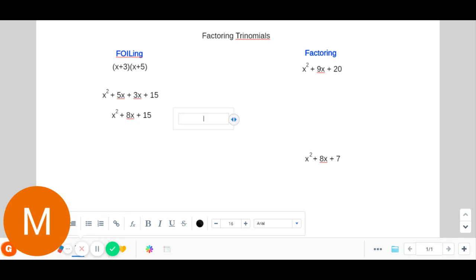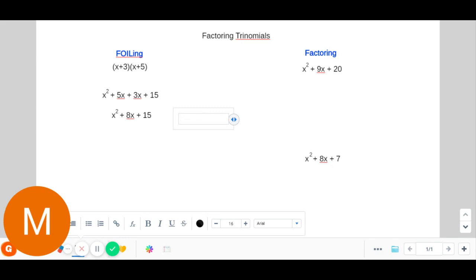You notice how this number 15, where did this 15 come from? So the 15 came, we did 3 times 5, right? The last term was 3 times 5, which gave us 15. Notice how this 8 over here, the number in front of the x, where did this 8 come from? Well, we added 5x plus 3x, which came from this 5 and this 3. And that's how we got 8x.